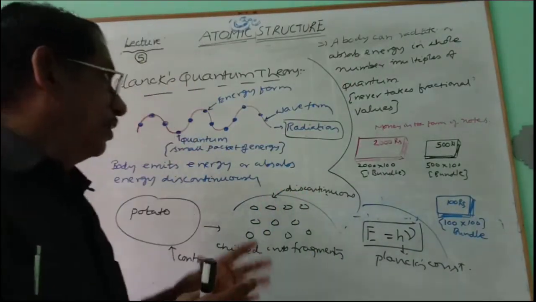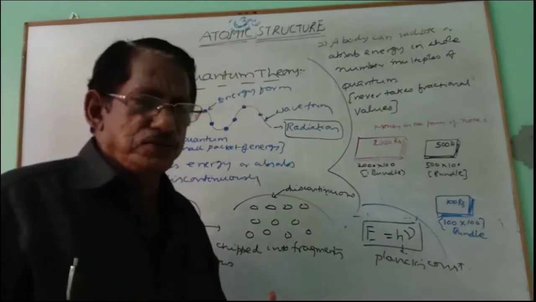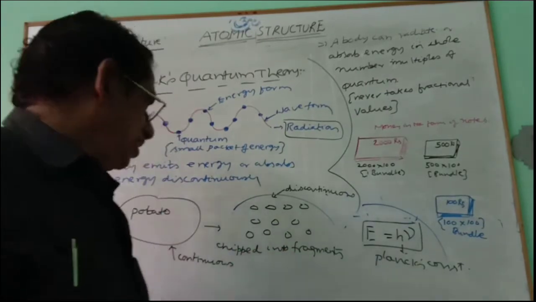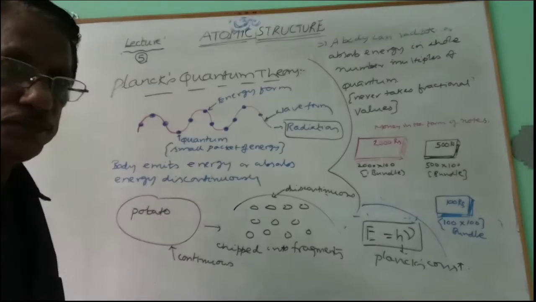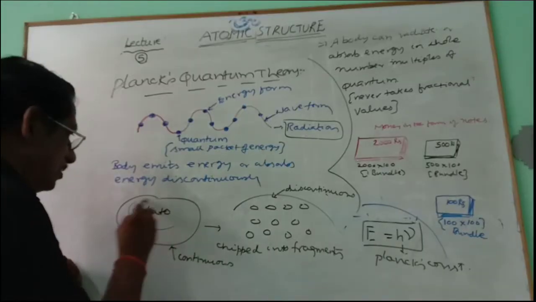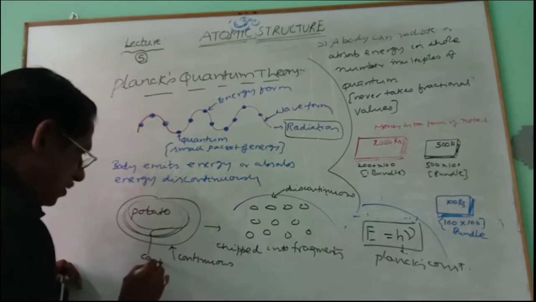That is why discontinuous and continuous are both interlinked in the radiation. That is how we can give some examples. And here I am taking one example, a potato, a big potato. The matter inside this is always continuous. There is no discontinuity. This is continuous matter.